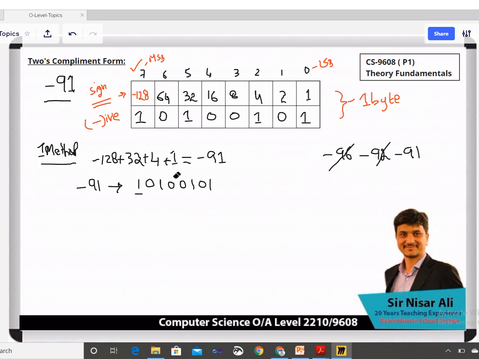So this is the first method, in which we have just used the most significant bit, and we started subtracting only the bits which will lead us to the number which we want to represent, leaving all the numbers whose sum will not give us the final number which we actually want to represent in it. So this is the first method. Now we'll move toward the second method.